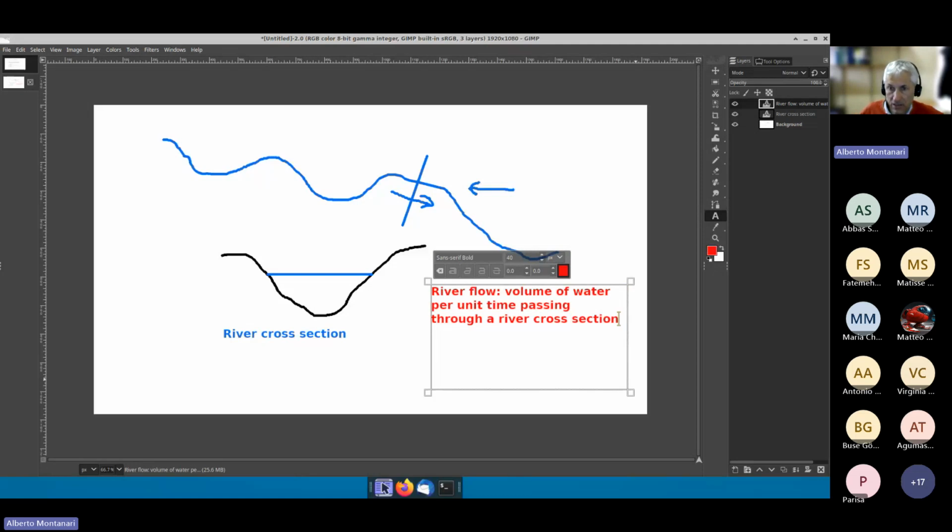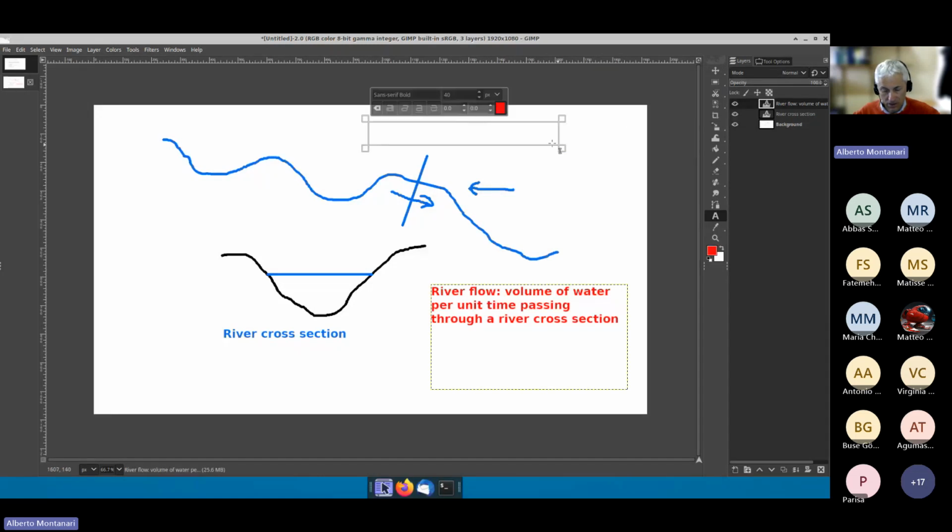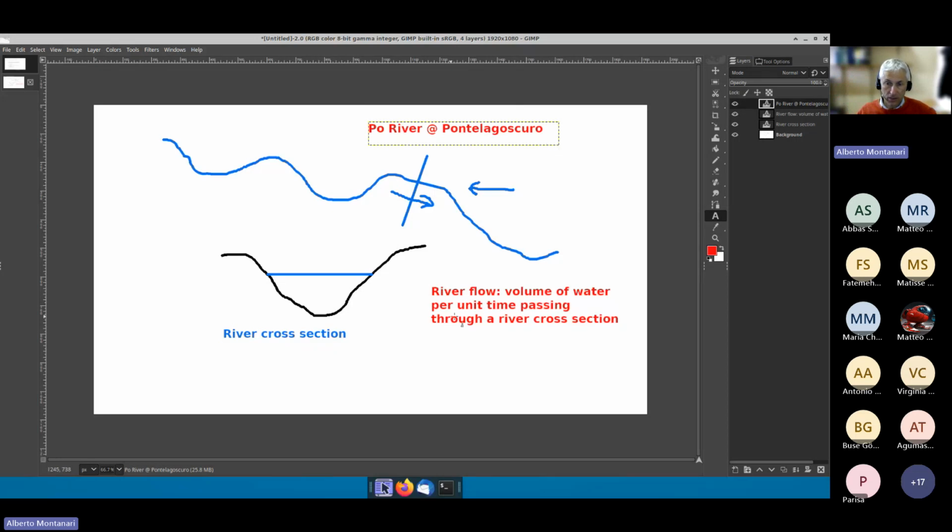Usually the cross section is identified with the name of the closest town. In our case, the river cross section for the Po River is Ponte Lagoscuro, Po River at Ponte Lagoscuro. Ponte Lagoscuro is the last measuring station of the Po River, so it is conventionally taken as the closure section. You can measure the river flow in a cross river section, and this is what people usually do by using measurement techniques.